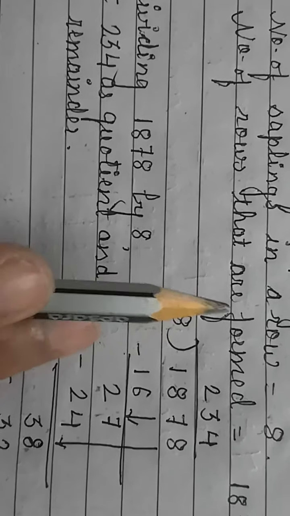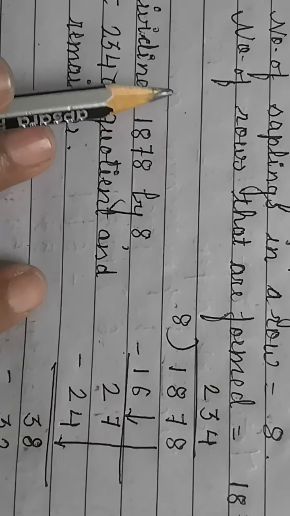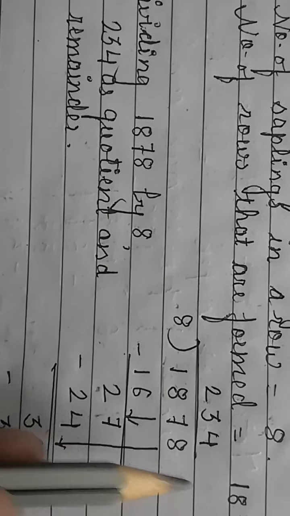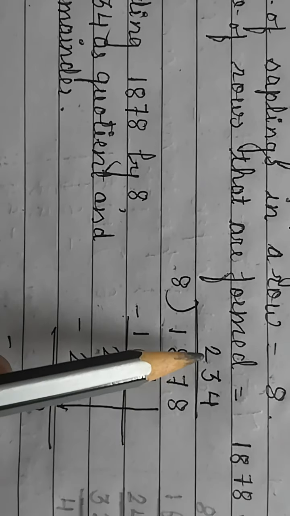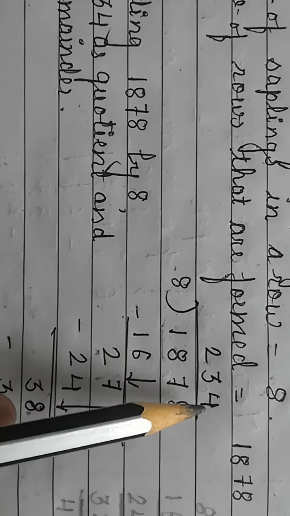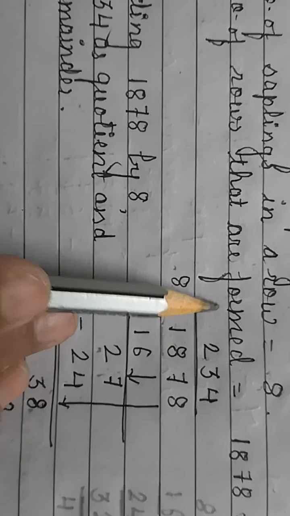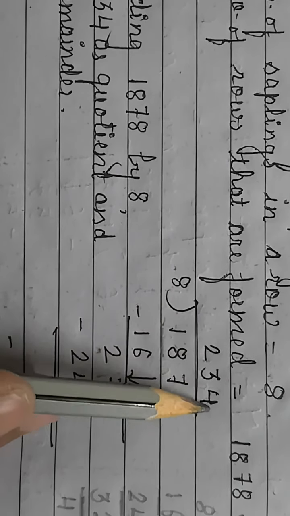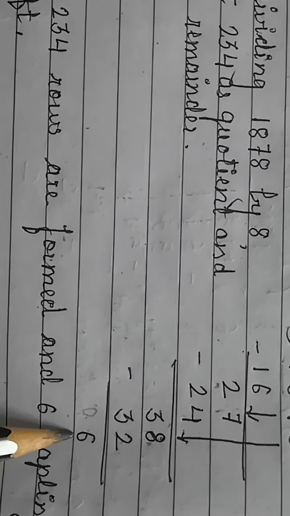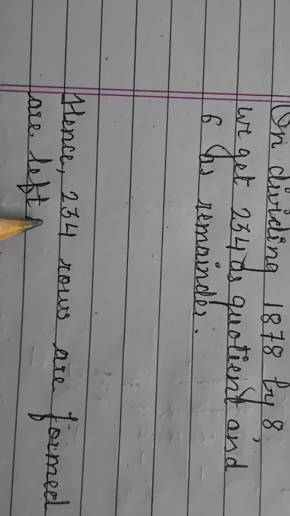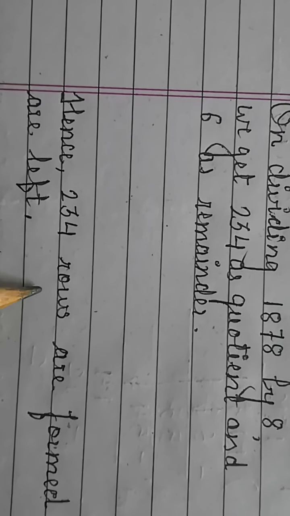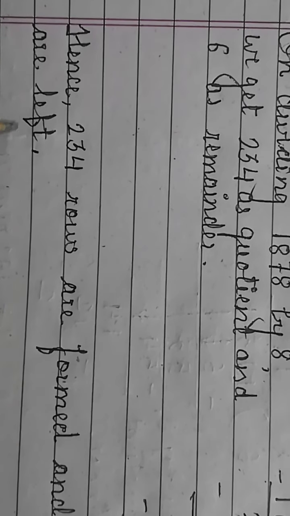So how many saplings? Means by using 8 saplings in each row, how many rows can be formed? Yes. What is the quotient here? That is 234. So the number of rows that are formed is 234. And how many saplings will be left? Yes, that is 6. So the final statement, let's write. Hence, 234 rows are formed and 6 saplings are left.